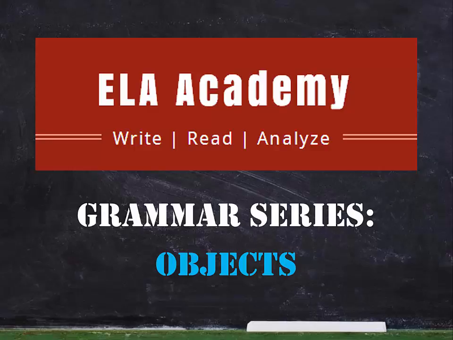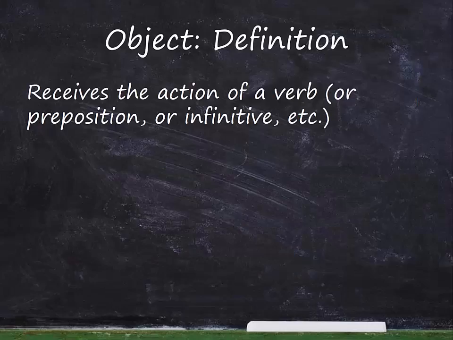In today's installment of the Grammar series, we'll talk about objects. We've already talked about objects in two places, the verbs video and the prepositions video. We saw how a transitive verb has an object, which receives the action, just like each preposition has an object. Other grammatical structures can have objects as well, like infinitives or gerunds, but today we're going to keep it simple.